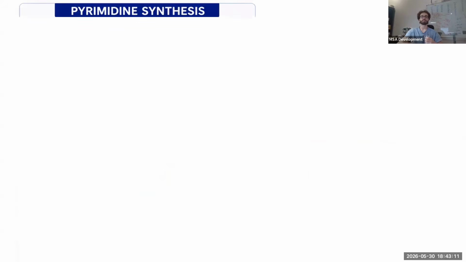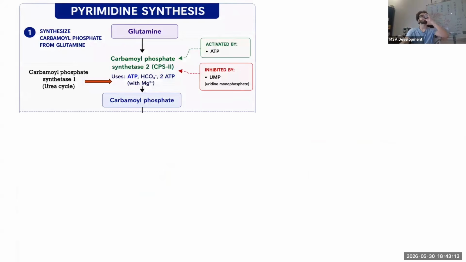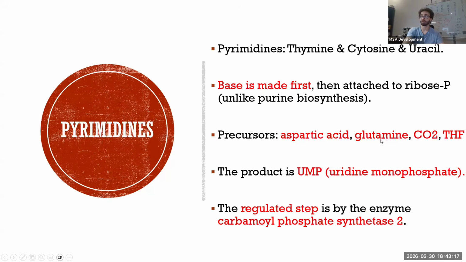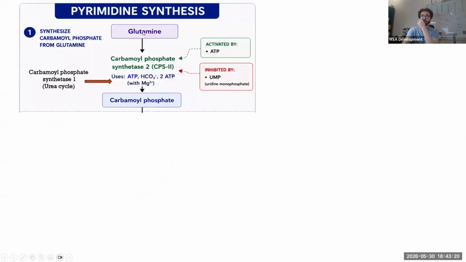So pyrimidine synthesis. We start with glutamine. Glutamine is the starting point. That's why I mentioned it here, glutamine. It's a precursor. So we start with glutamine. Glutamine through the enzyme carbamoyl phosphate synthetase 2, which is the regulated rate-limiting step of pyrimidine synthesis, will become carbamoyl phosphate. Does this ring a bell? Guys, honestly it's too hectic. 3 hours, I started getting confused. Does this ring a bell?